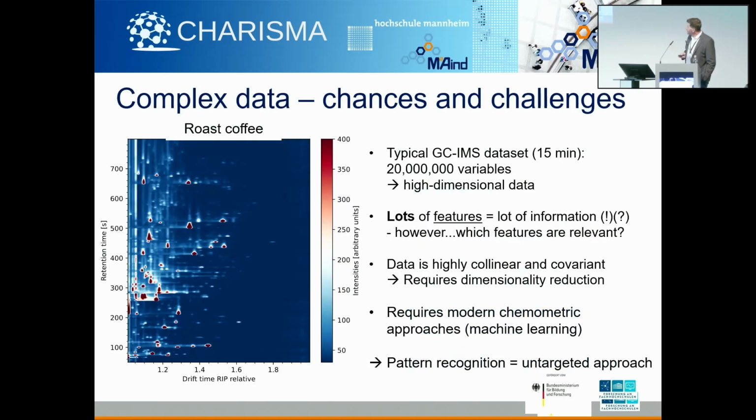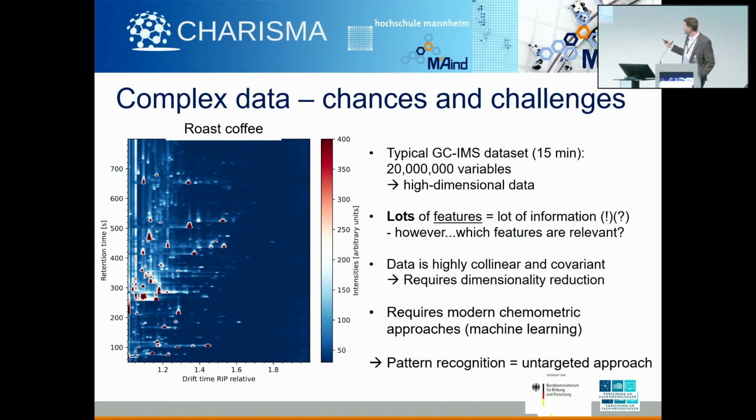So this is what you get when you analyze roast coffee, and what you can see here is there's a plethora of different signals. To be precise, that's 20 million variables. That's a lot of data, and a lot of data typically means a lot of challenge in interpreting the data. The problem is that you don't know which of the information is relevant and which is not. So the problem is that that data, in general, what mathematicians call collinear, they depend on each other, requires a dimensionality reduction, something like an MP3 for analytical data, basically.